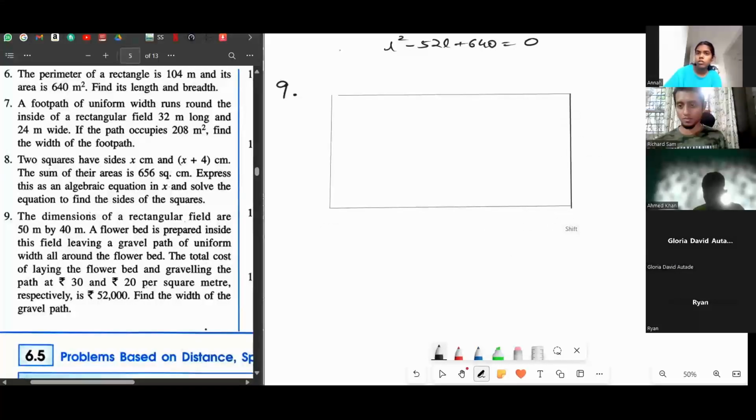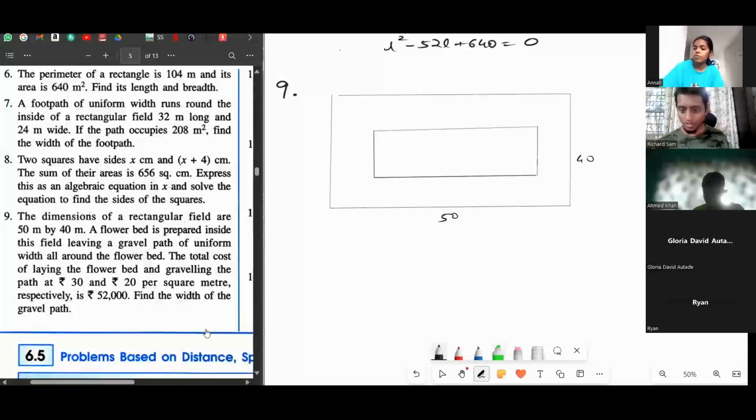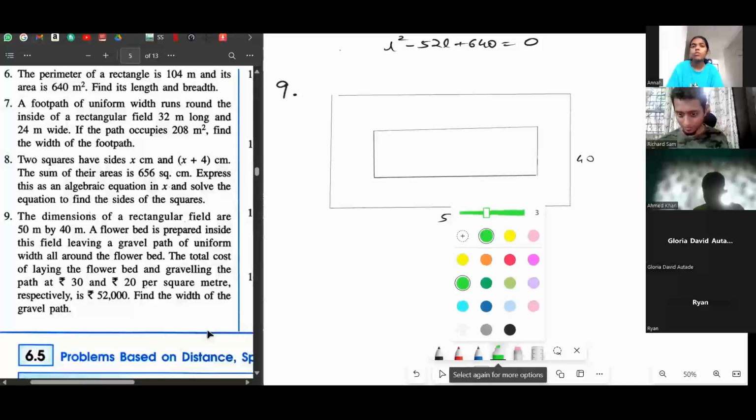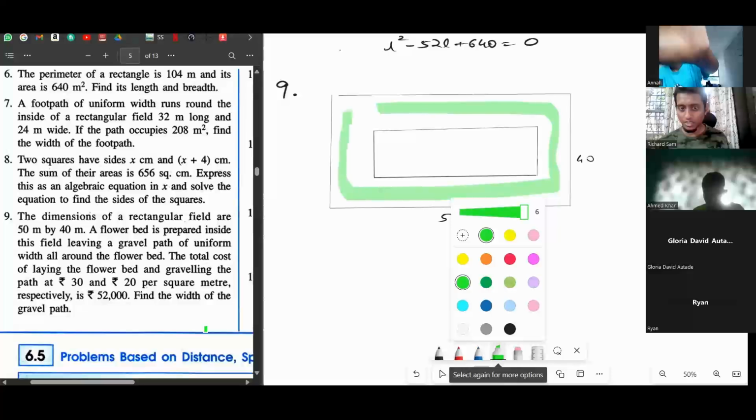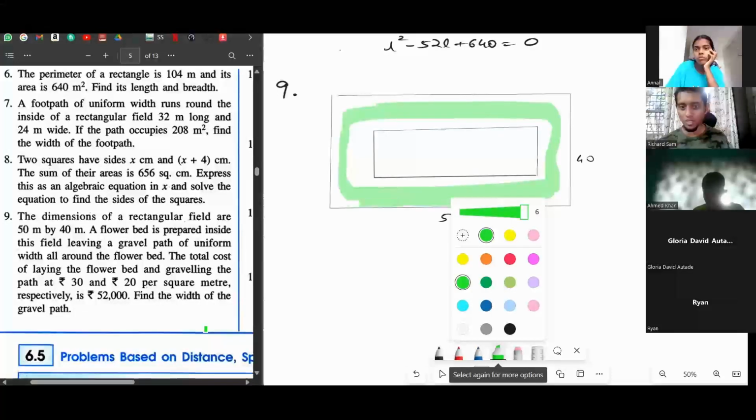Between the flower bed and the 50, 40. A flower bed is prepared inside this field, leaving a gravel path of uniform width all around the flower bed. So the flower bed has to be a rectangle because there is a path around it, which is uniform. See, this is the path around it. You see, this path around it has to have a uniform width.